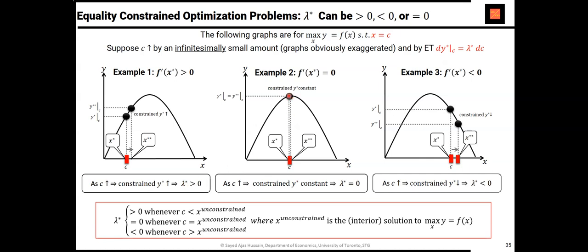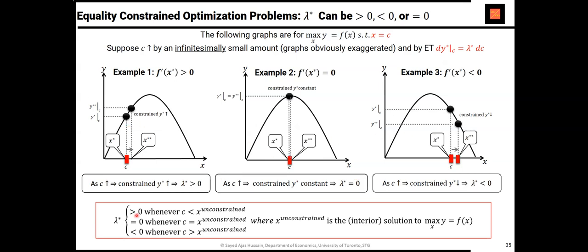In this region, remember the slope is flat here. For a teeny tiny change in C, there'll be no change in x star. No change in x star means no change in y. No change in y means lambda will be 0. And for a teeny tiny change over here, increasing C a teeny tiny bit, because the slope is negative over here, will make y star fall. Because y star is falling, lambda star must go down. So in an equality constrained problem, notice that lambda can be positive, 0, or negative.